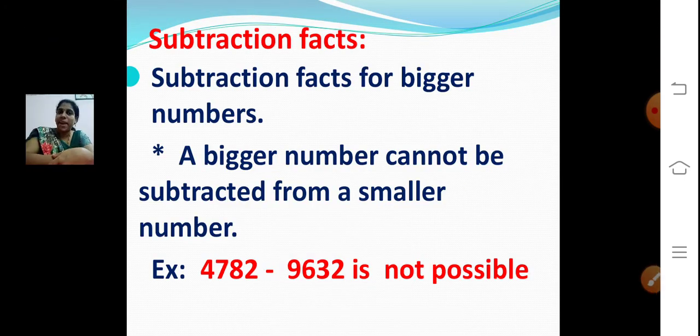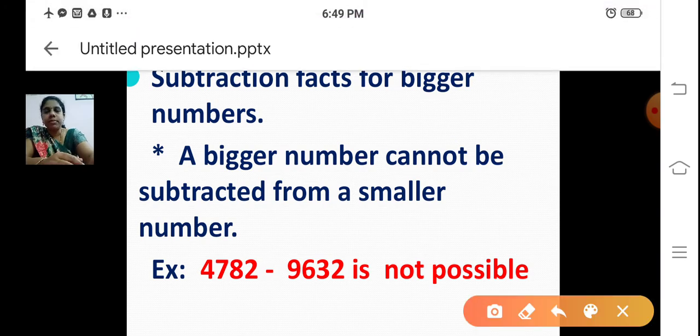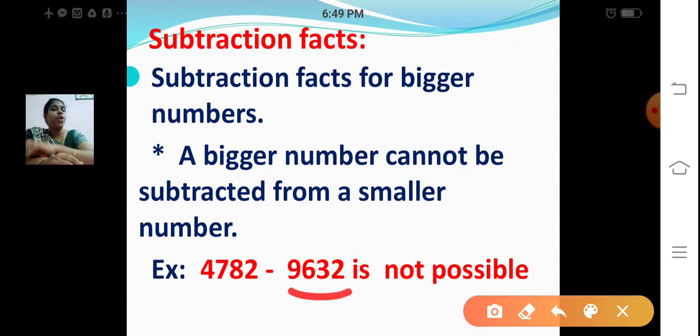Now let's see the subtraction facts. Already we have seen subtraction facts. Now we're going to see them for larger numbers. Same, bigger numbers. Subtraction facts for bigger numbers. A bigger number cannot be subtracted from a smaller number. Is this possible?